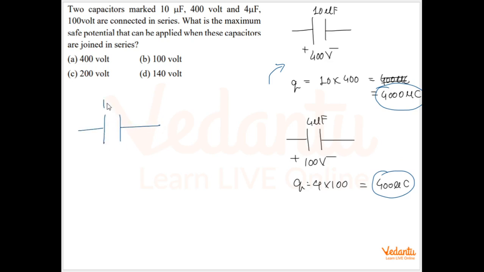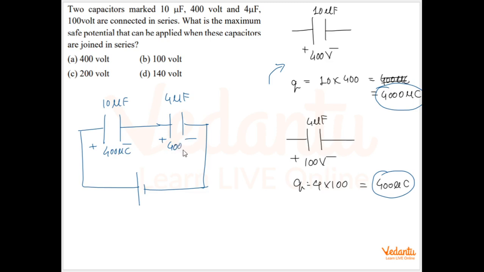I will connect this 10 microfarad and 4 microfarad capacitor in series, such that the charge on both of them is 400 microcoulomb and 400 microcoulomb. In that case, what will be the potential? Since they are in series, they should have the same charge, my dear bachcho. Please remember, whenever you connect any two capacitors in series, they should have the same charge. And if I want both of them to be safe, I will go only up until 400 microcoulombs of charge.